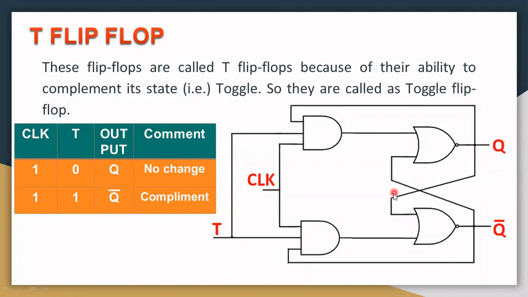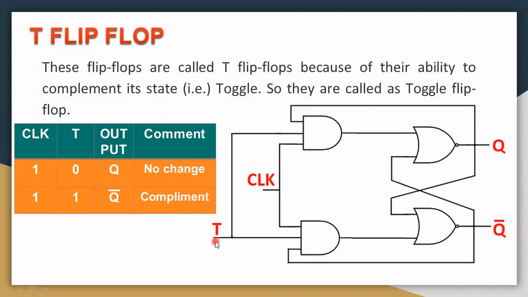We have 0 from here. In the previous state, Q dash is 0, fed to here. T is equal to 1. Clock is high, but one of the inputs is low. Therefore, output of this AND gate is low. 0 here. 0 and 0. For OR gate, it is 0. We are using NOR gate. Complement of 0 is 1. Therefore, Q dash changes to 1. So, in the previous state, we took Q is equal to 1 and Q dash is equal to 0. And now it changes to Q is equal to 0 and Q dash is equal to 1.